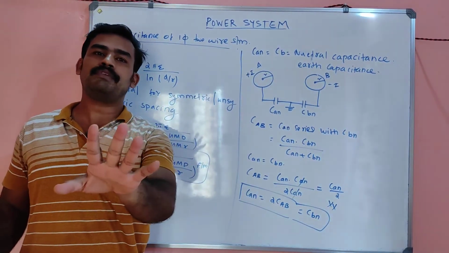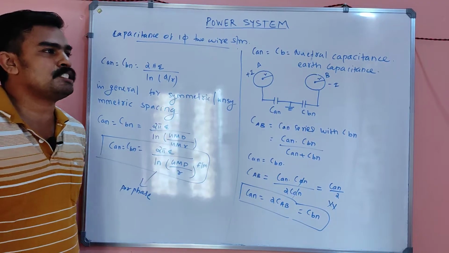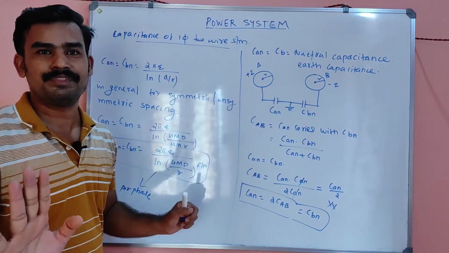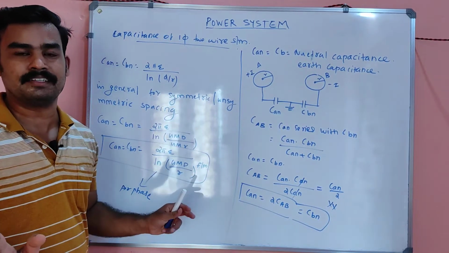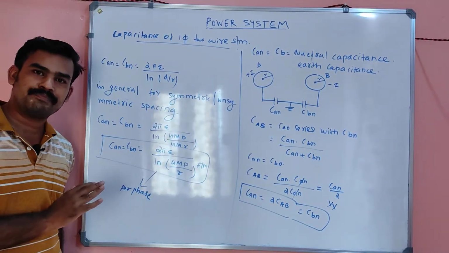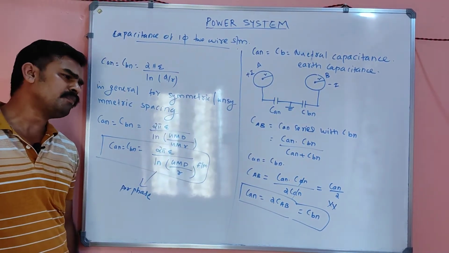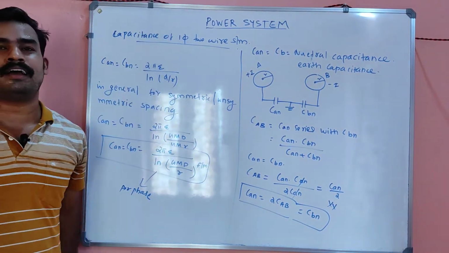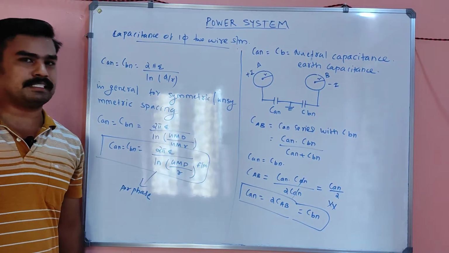But in the case of an inductor, it is not like that. Inductance is always between two conductors, or loop inductance. Is it clear? Per phase inductance or loop inductance. But in the case of capacitance, it is always with one line with the earth. That is the capacitance calculation.